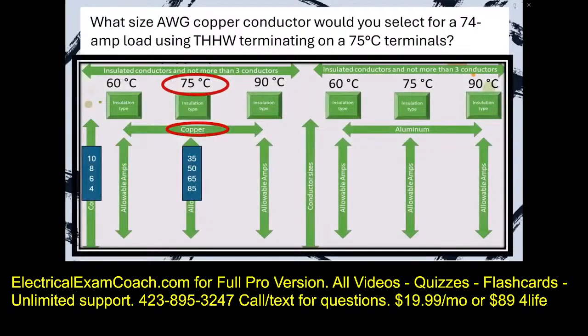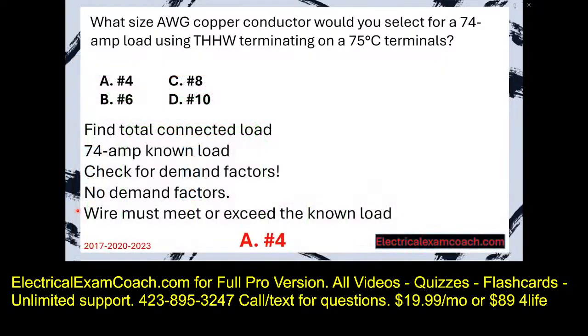We head to our primary ampacity table. We make sure that we're on the right side of the table. In this case, it's copper, and we have 75 degree C terminals. So now we take off and find a wire that will cover the known load. We find one that will cover 74 amps. We use a straight edge to come over and tee off at number 4, and we're going to select A.